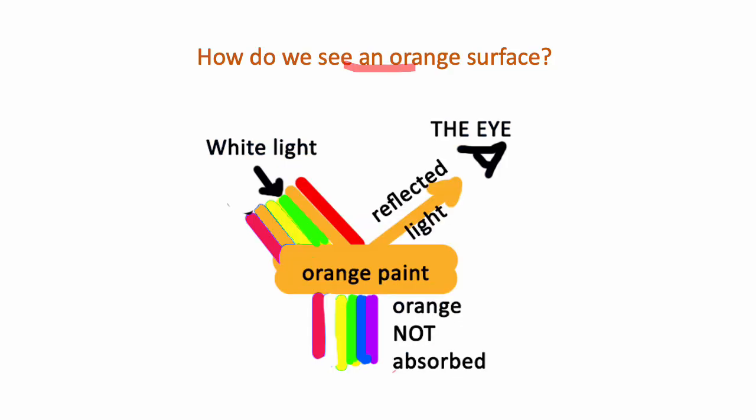Now, what if we look at an orange surface? Well, again, we have white light hitting the orange paint, but this time the paint acts like a filter, and it reflects mainly orange light to our eyes, so the surface looks orange to us. And it absorbs all other colors of light, so we don't see them.